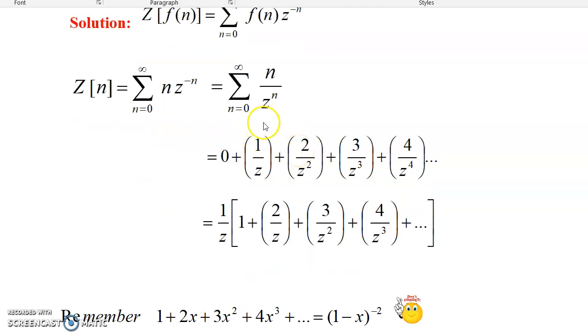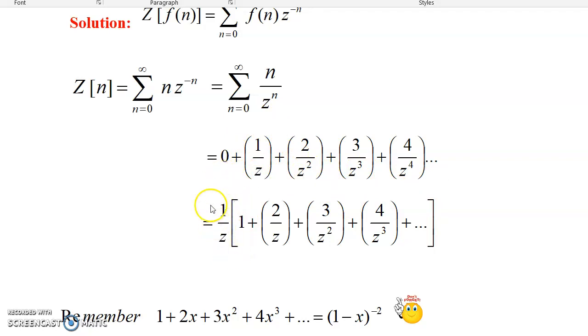And now let us expand the series, that is the first term putting n equal to 0, you get 0 here. Now put n equal to 1, you get 1 by z power 1. Then when we put n equal to 2, you have 2 by z squared plus and so on. So this is the series we get, and we should apply the appropriate formula to find the answer of this particular series. And when you look at the series now, we can observe that there is a 1 by z common in all the terms. So let us first take that common term out.